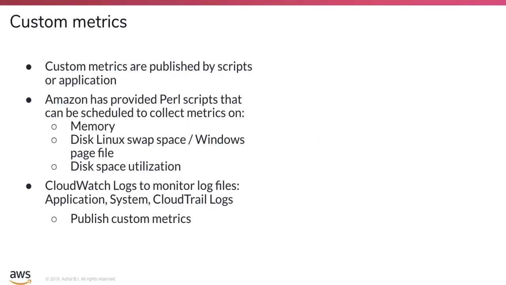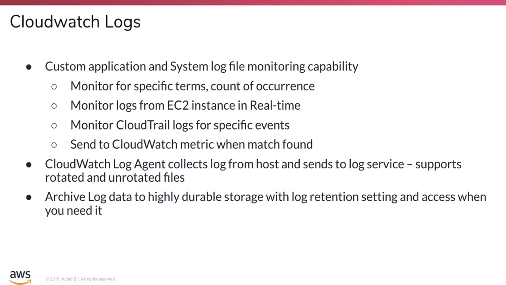Custom metrics are basically published with the help of scripts. And Amazon has provided Perl scripts, as I mentioned earlier, for memory, disk, Linux swap space, disk space utilization, and all that. CloudWatch Logs also monitors the log files, and it can push the metrics data as well. So we can create a custom metric using CloudWatch Logs.